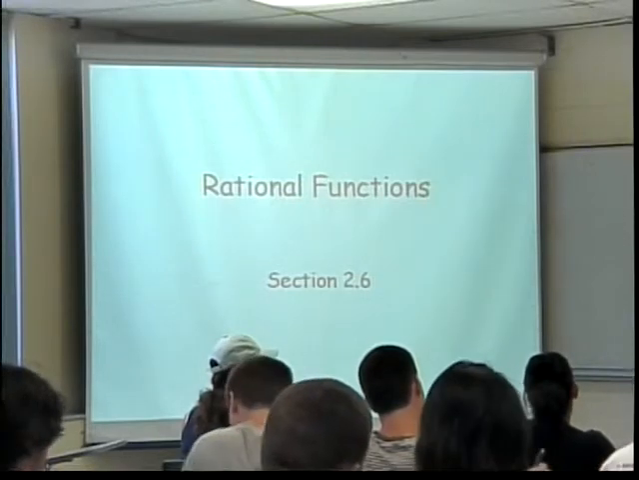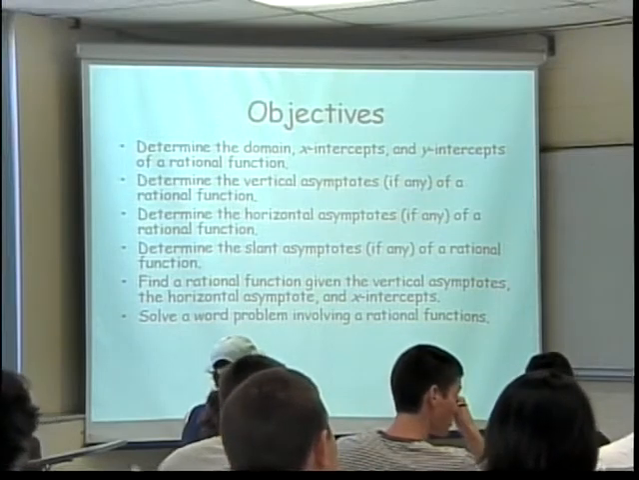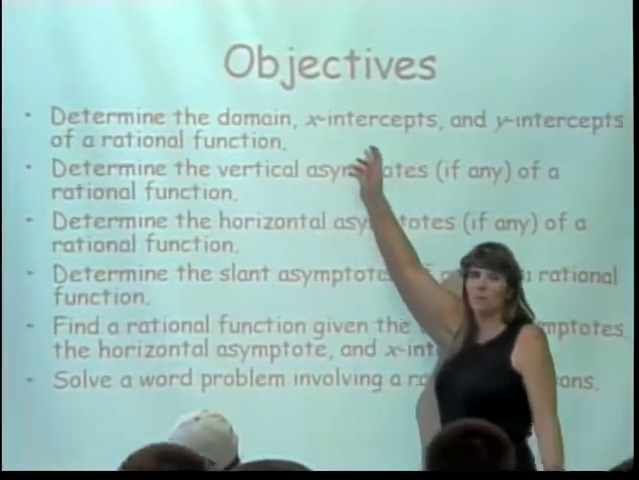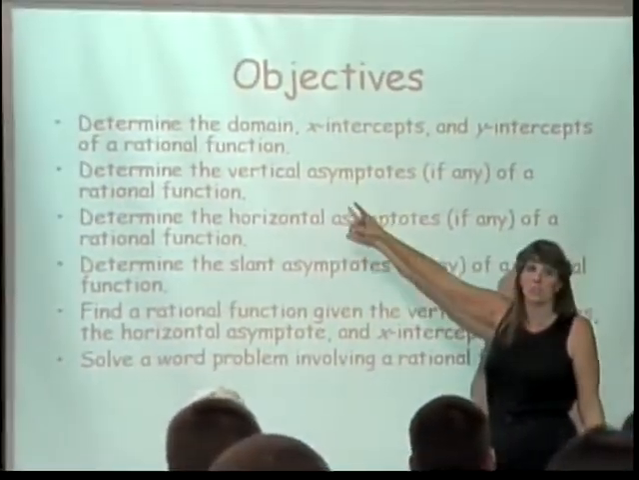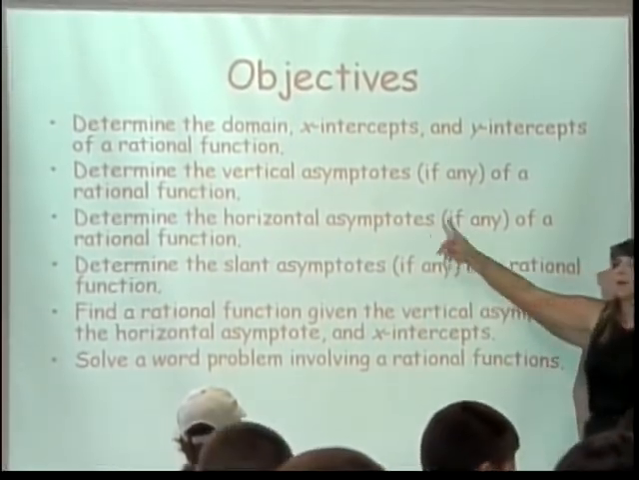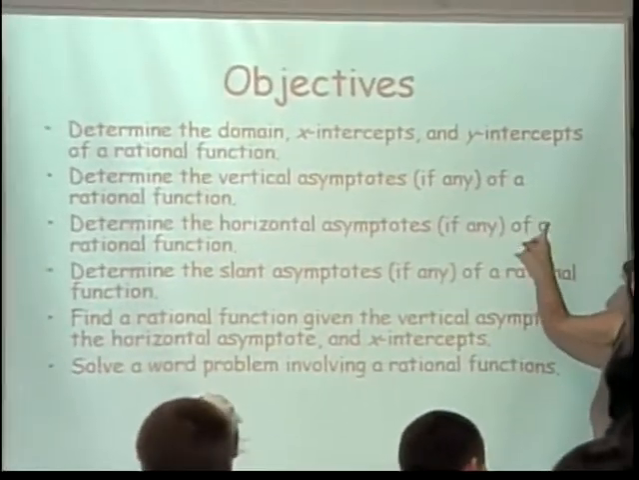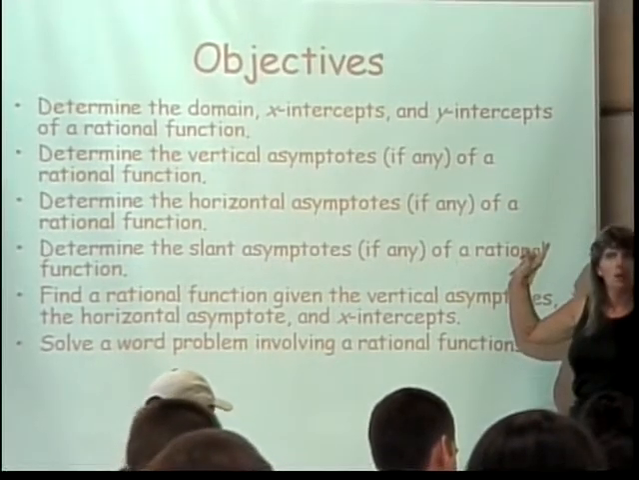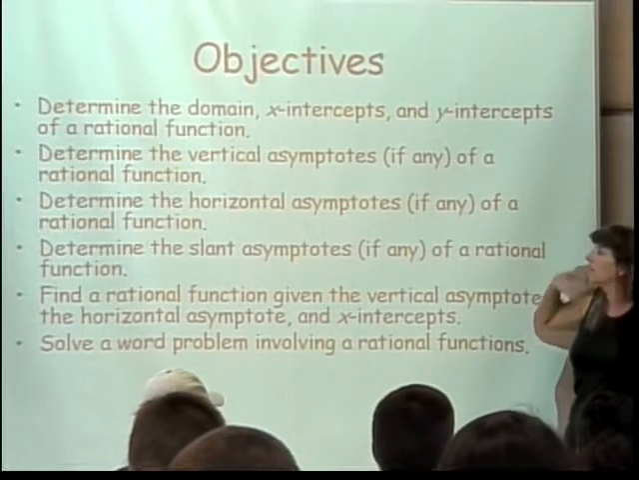divided by polynomials. And the things that we're going to do with our rational functions are the same kind of things we do with every other function. We're going to find the domain, the x-intercepts, the y-intercepts, and then the new stuff for rational functions. We're going to find things called vertical asymptotes, if there are any, horizontal asymptotes, if there are any, and slant asymptotes, if there are any. It could be that your rational function has none of those, so we'll have to find out.